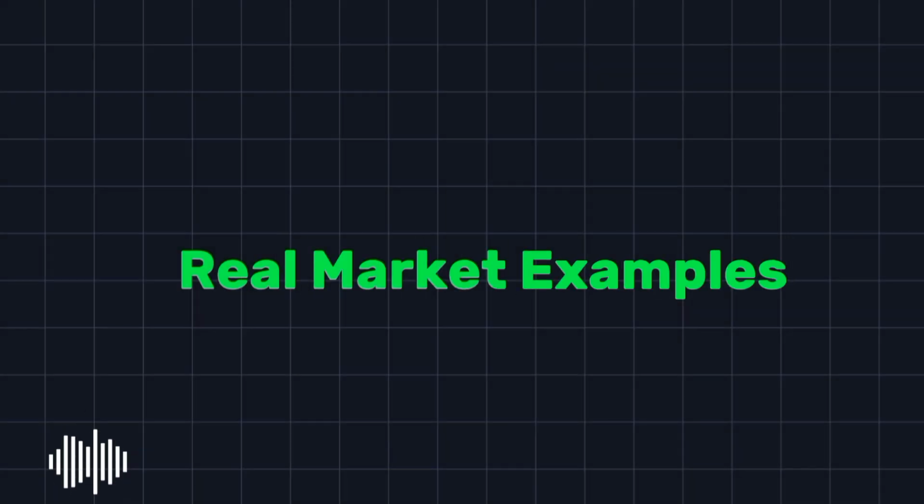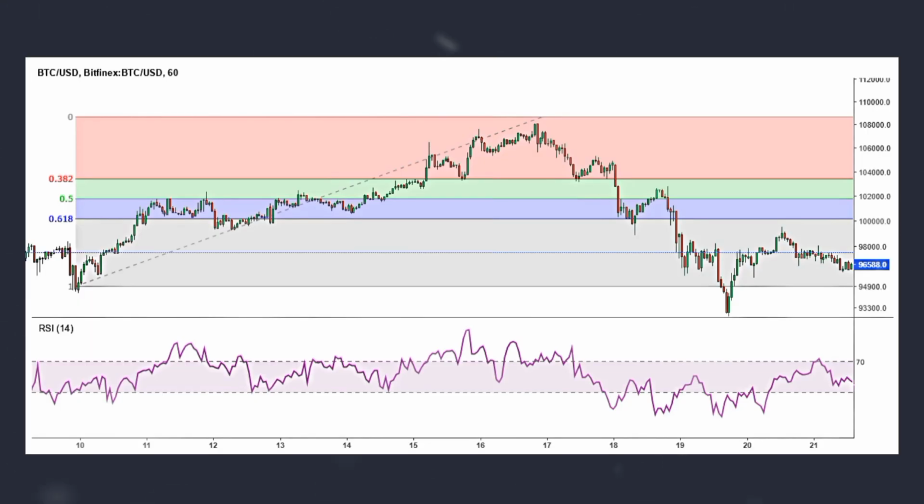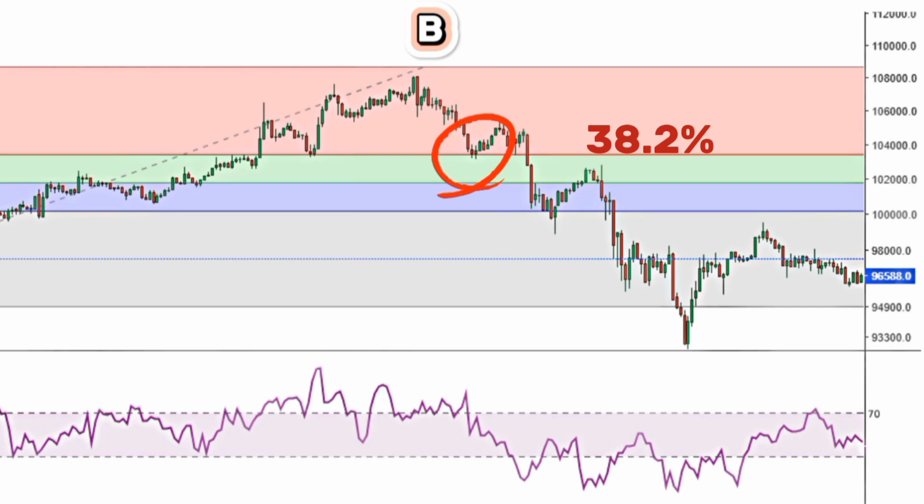Real market examples. This is a Bitcoin chart. The price has been in an uptrend from point A to point B. To identify key retracement levels, we apply a Fibonacci retracement to this uptrend. The price has paused at the 38.2% retracement level, showing no strong upward or downward movement. Meanwhile, the RSI has exited the overbought zone and dropped below 70, confirming a sell signal. As a result, we see the price declining afterward.